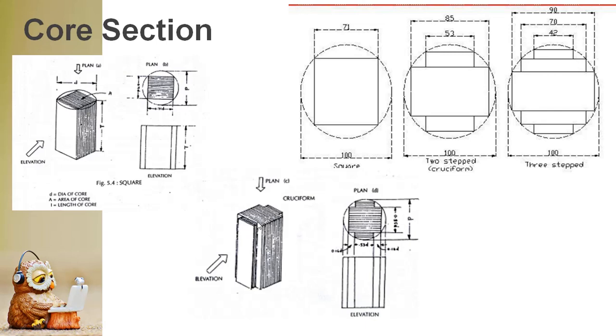Likewise, this is our two-step core section. You can see here two steps. From the top view it looks like this. You can imagine yourself, and from the front view it will look like this. This is the elevation part. As I already said, the front view will give you the elevation part, and the top view will give you the sectional part.